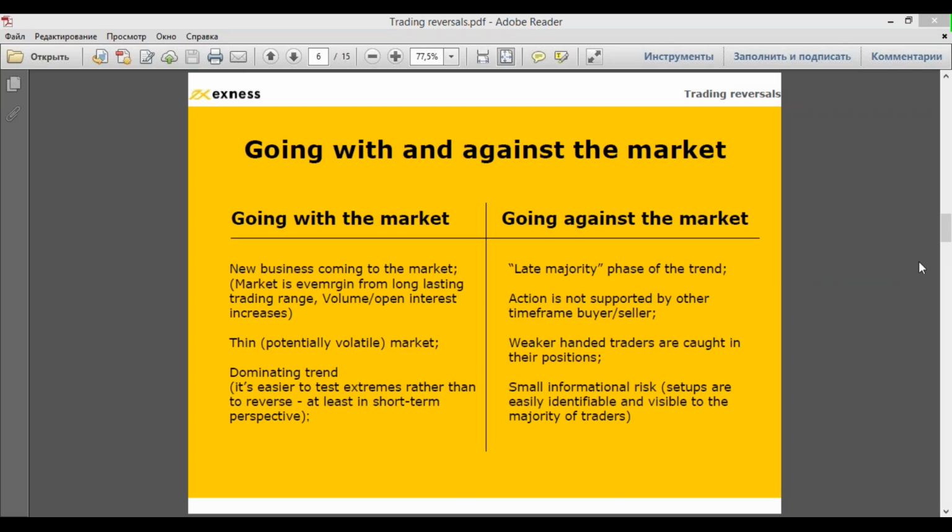And also the last point is informational risk, small informational risk. What does it mean? When you have very clearly identifiable setups which are visible to the majority of traders, you know by definition that they are visible to the majority of traders. You also know that 90% of traders see the same. For example, if we're talking about very obvious support and resistance levels, it is possibly not wise to buy at the third or the fourth test of this support or resistance level, or at least you should be aware of possible shakeouts or possible manipulations around this level. And sometimes you can go against this level to gain a short-term edge.